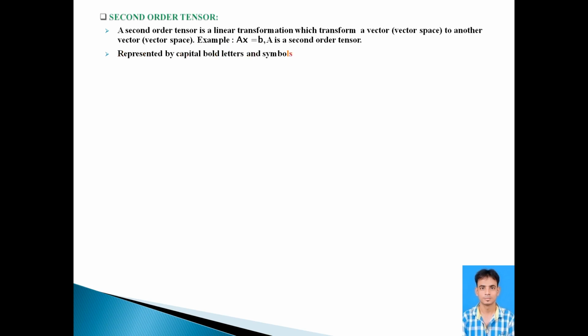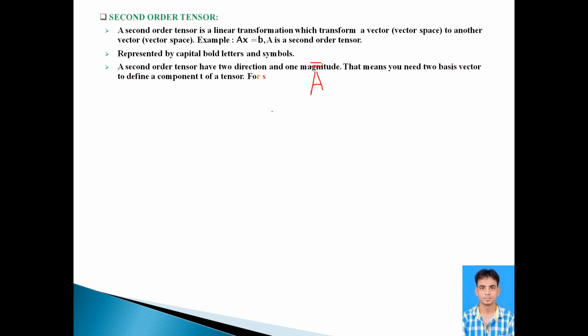Now the tensor representation: the tensor is represented by capital letters or symbols. Like if you write A like this, and put a double bar on this A, it is the representation of a tensor. Clear? It is represented by capital, bold letters and symbols. Okay. Now the second order tensor has two directions, one magnitude.